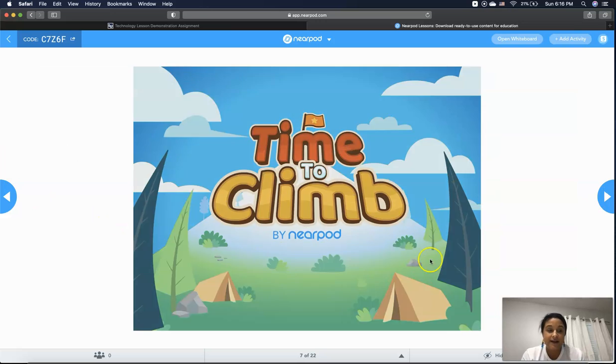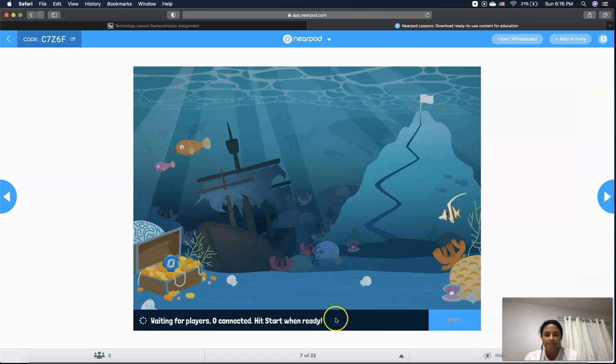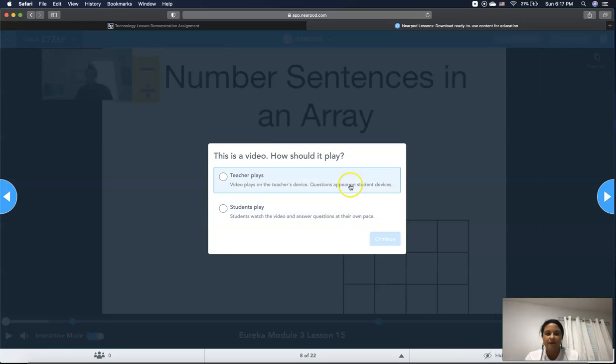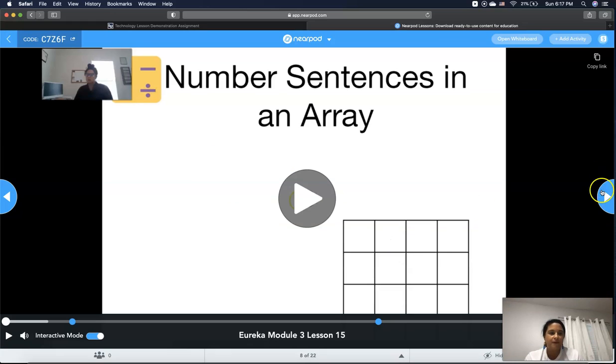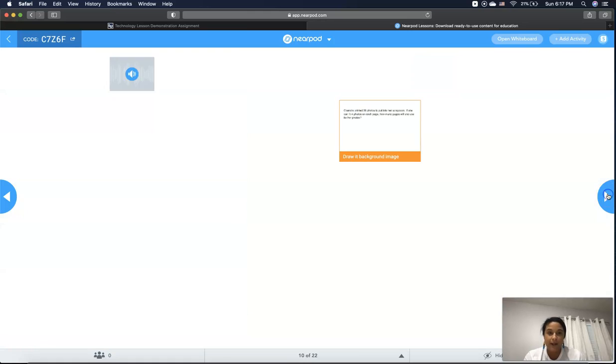All right, we're going to do a time to climb together today, okay? You're going to answer these questions that come with your time to climb as part of our fluency. Now we're going to do a word problem together, okay? Make sure that you show your work on the slide using the whiteboard app that comes with your app for Nearpod.